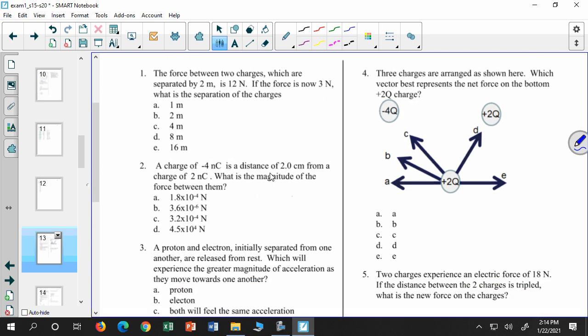Okay, number 4. I think we did a problem like this today. I'm not sure. I did it with a student earlier. I don't know if we did it in class.